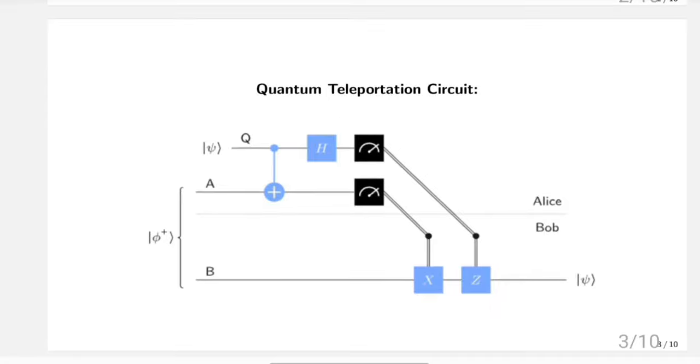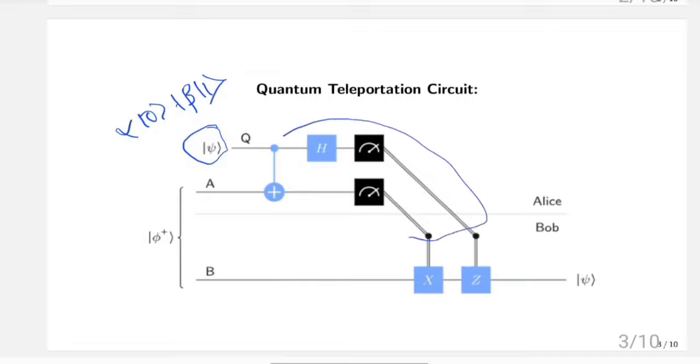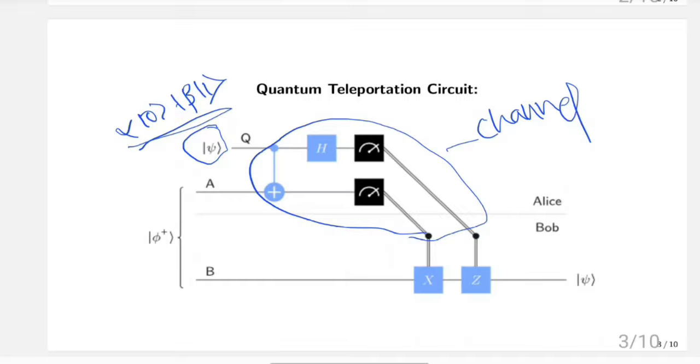This is how the quantum teleportation circuit looks. If you observe here, we have a message, ket psi, that is alpha ket 0 plus beta ket 1, which is our message, and we want to send it. This complete thing we call the channel of teleportation. So we are sending our message alpha ket 0 plus beta ket 1 with the help of Alice, and with her help we are sending it to Bob.